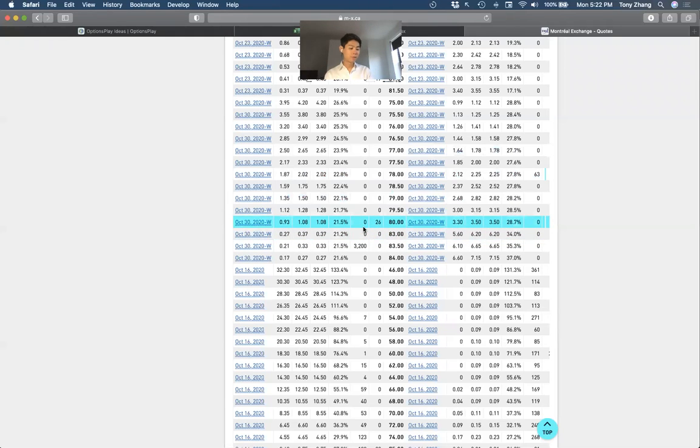Affected by time and IV. That's correct. But time and IV are relatively small exposures compared to delta. So the underlying stock price is always going to have the largest effect on the value of your option.